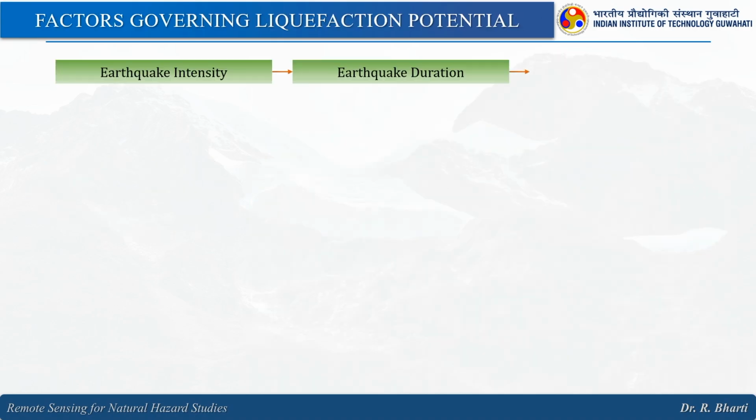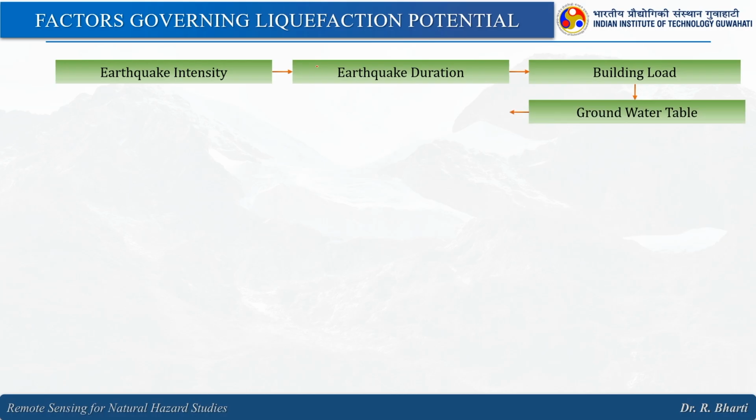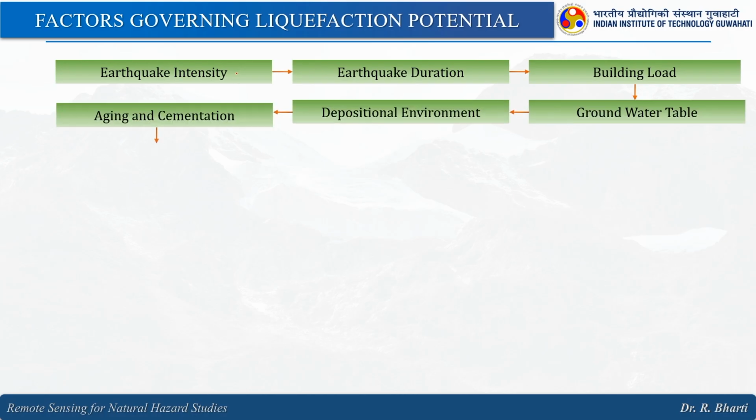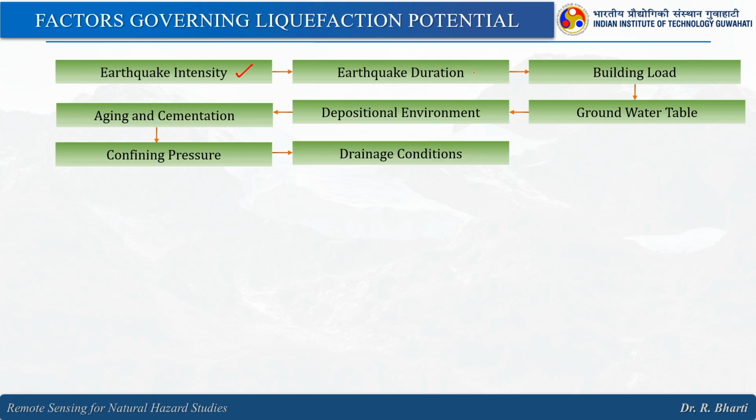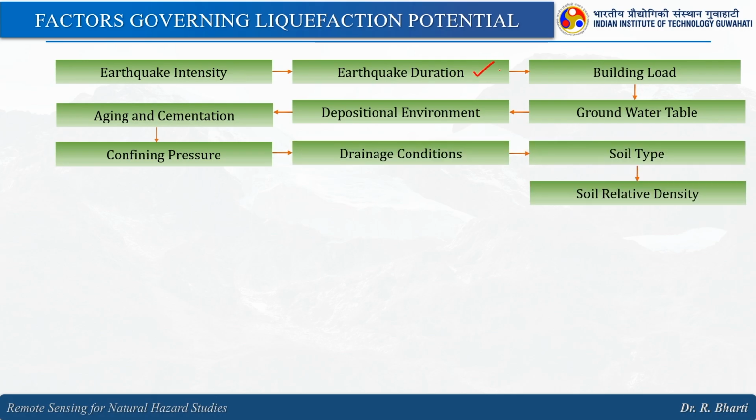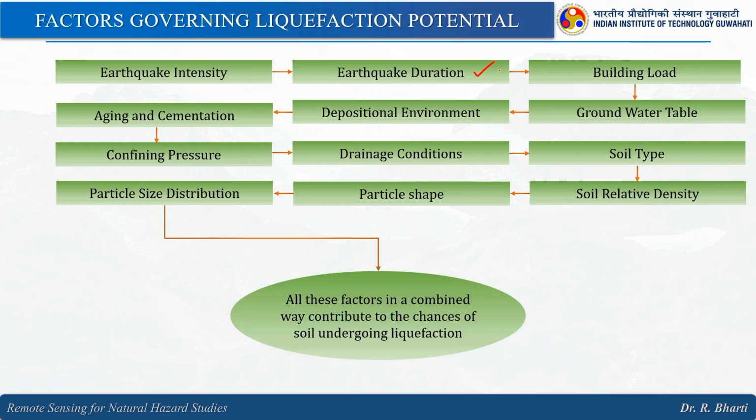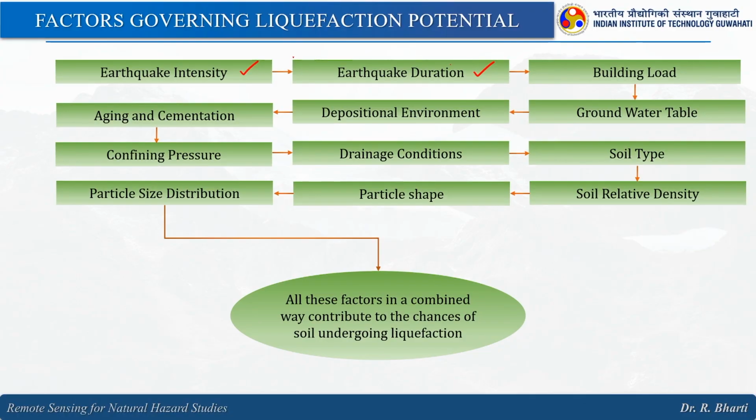So, when we talk about the factors governing the liquefaction potential, we need to understand these parameters. The first one is the earthquake intensity, then the duration of the earthquake, because if the intensity is high and duration is less, that also causes damage. But if the intensity is low and the duration is long, then also it will have a major impact. If the intensity is low and duration is low, then probably we will not have that much impact, but we need to understand the intensity and duration both when we are talking about the liquefaction potential study.